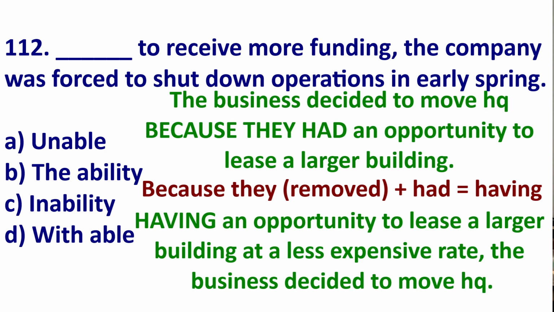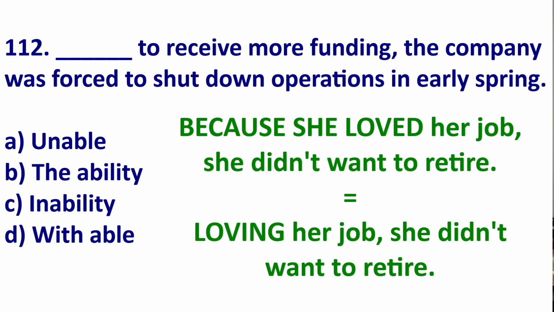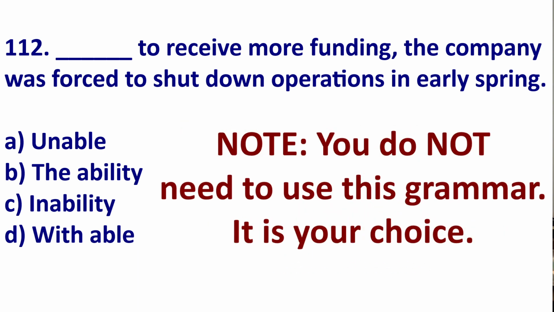Now, we use this once again when the subject is the same, and also it needs to be clear to the reader or listener. One more example. Because she loved her job, she didn't want to retire. So you can take out because, the subjects are the same, she, and turn loved into loving. So loving her job, she didn't want to retire. You do not need to use this grammar, you just can.